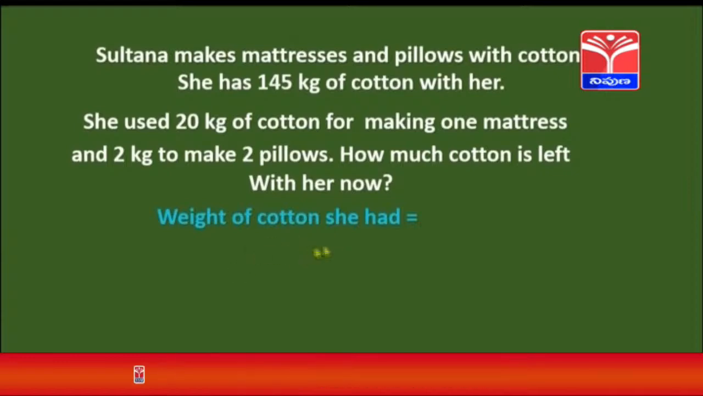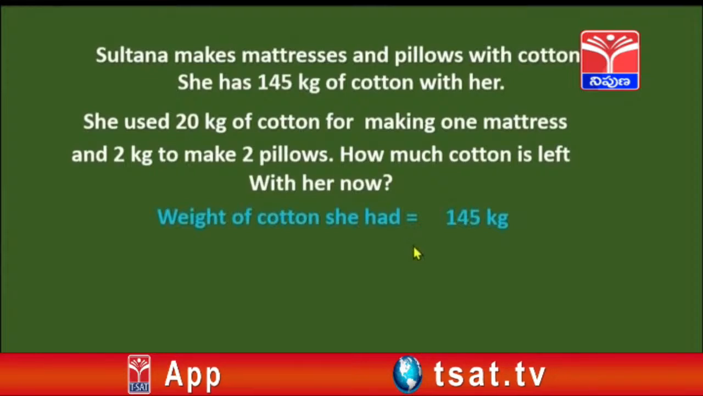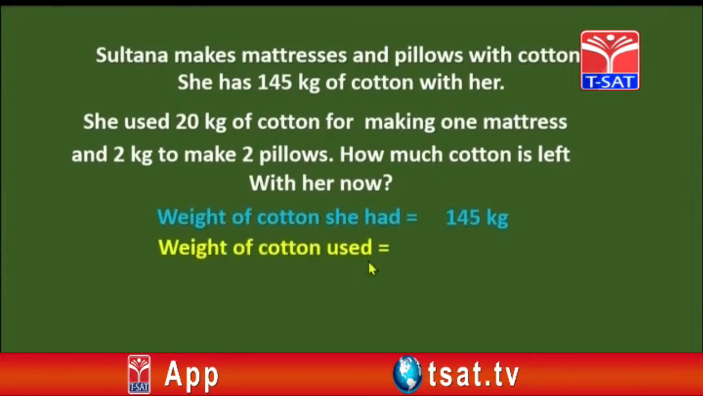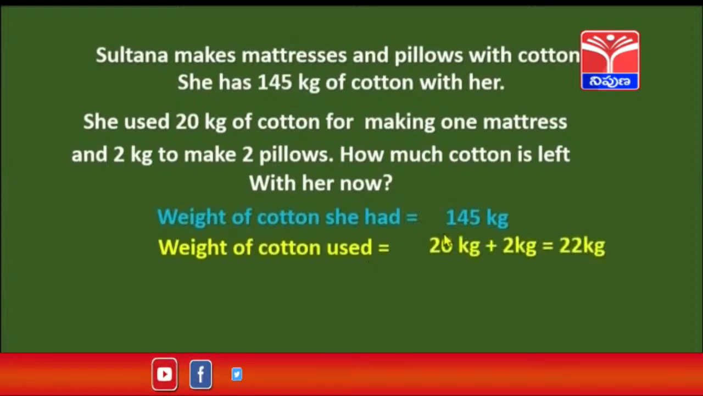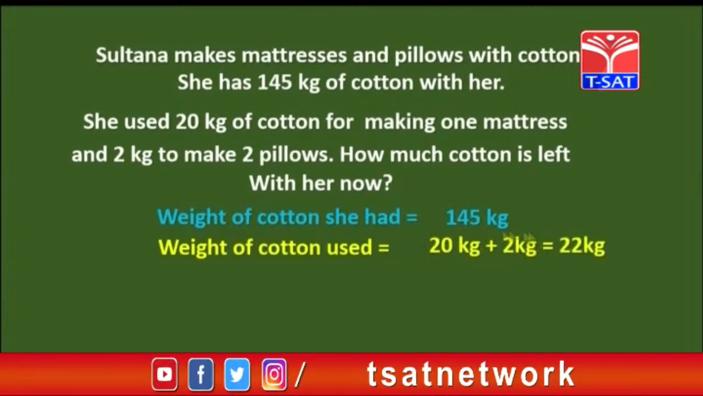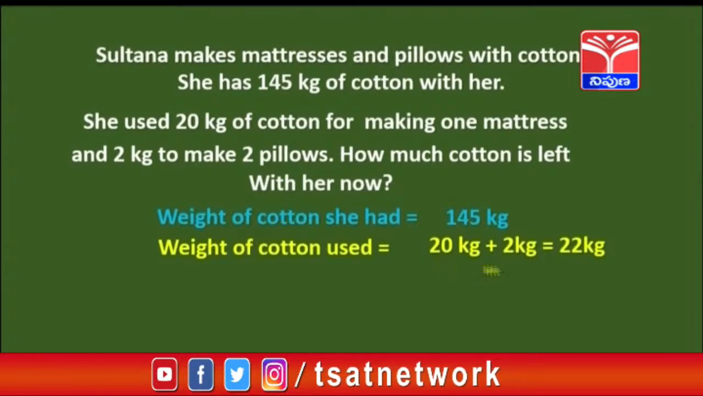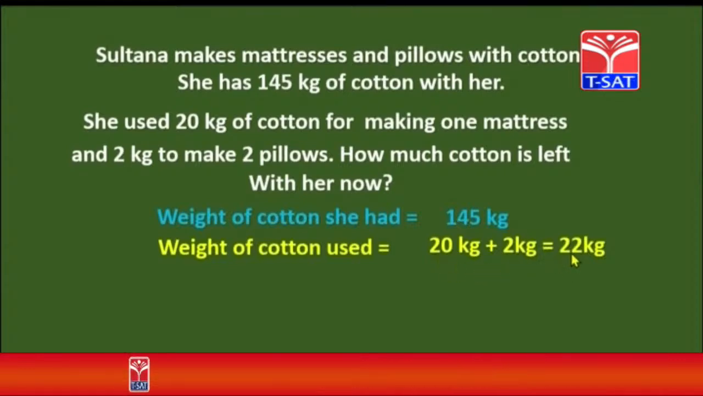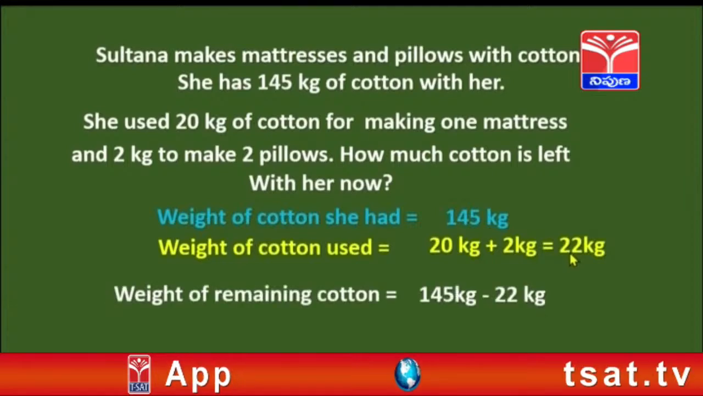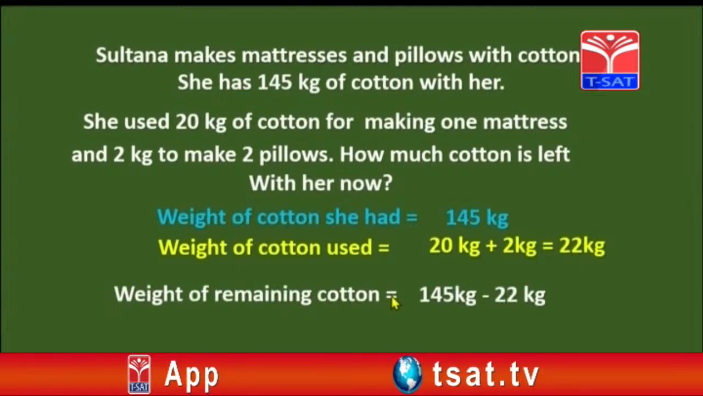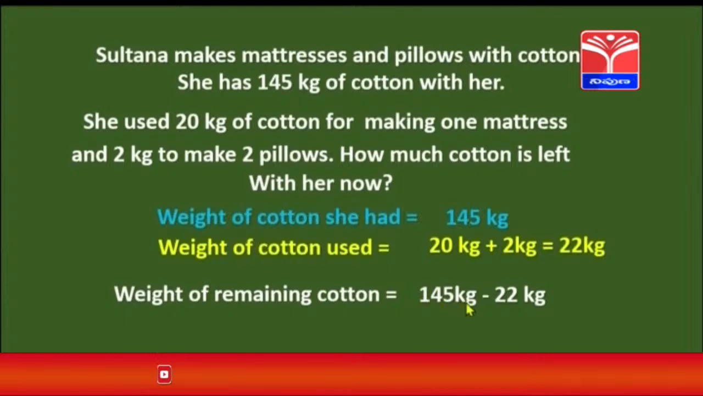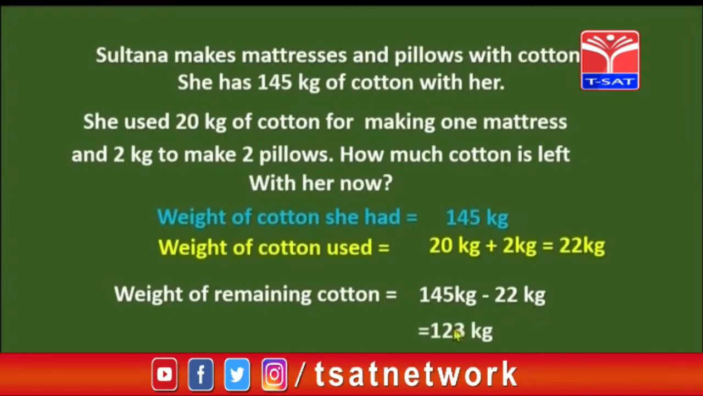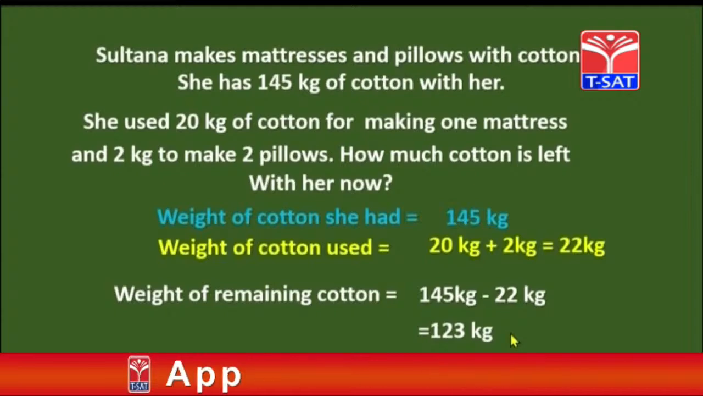Children, weight of cotton she had at her shop, 145 kilograms. Weight of cotton she used. Children, she used 20 kgs for the mattress and 2 kgs for the pillow. Together she used 22 kilograms of cotton. Now the remaining cotton in the shop is 145 kgs minus 22 kgs. That means 123 kgs of cotton is still remaining in the shop.